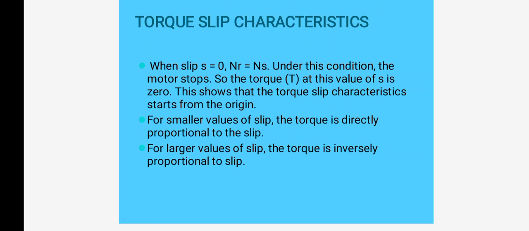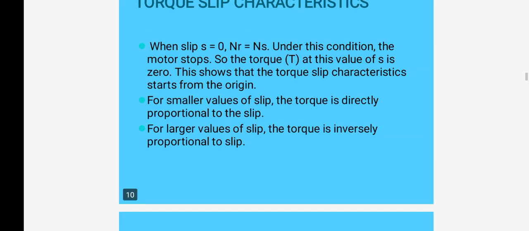Torque slip characteristics. When slip equals 0, that means Nr equals Ns. Under this condition the motor stops producing torque, so the torque T is 0. This shows that the torque slip characteristic starts from the origin. For smaller values of slip, torque is directly proportional to the slip. For large values of slip, the torque is inversely proportional to the slip.